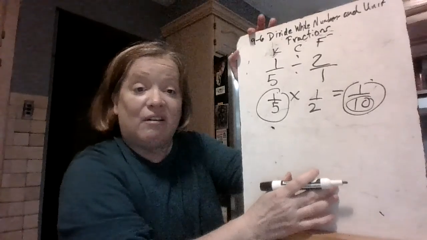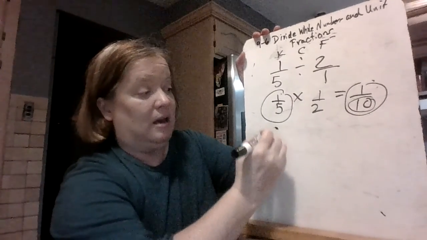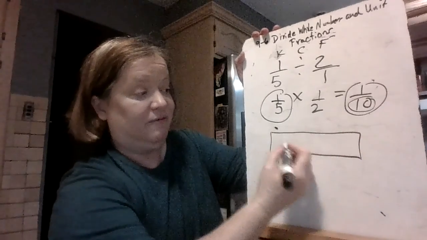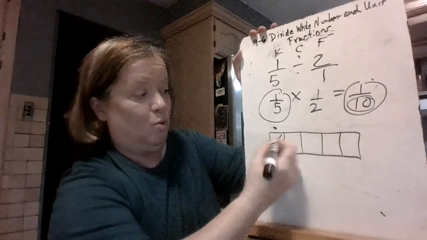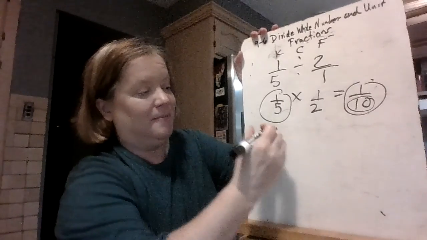Well, let's take a look at an area model to match this. So again, if I have a rectangle and I cut it into fifths, I put in 4 lines and I shade in one of them. Actually, I'm going to make this a little bigger just so you can see.